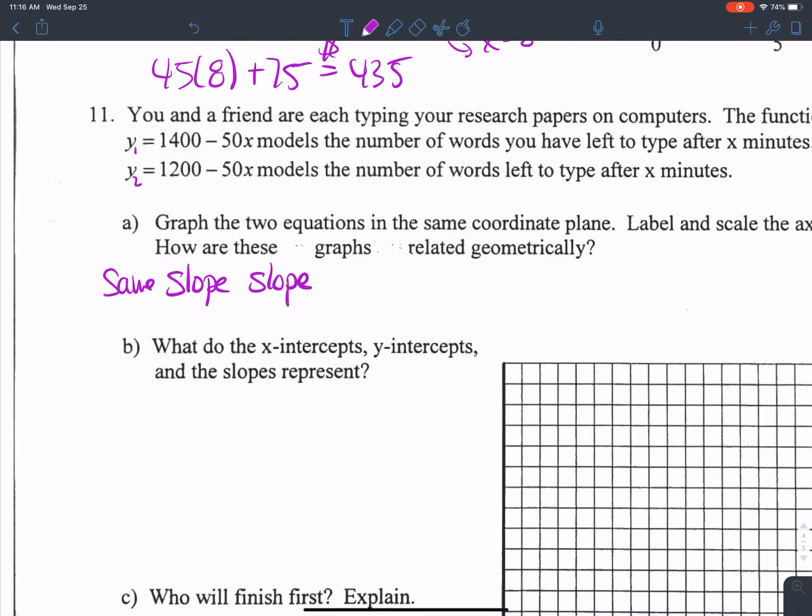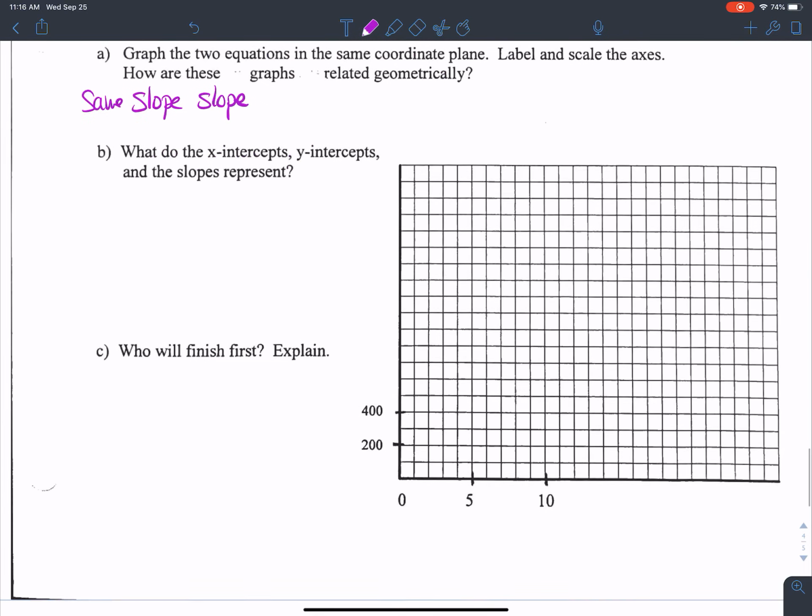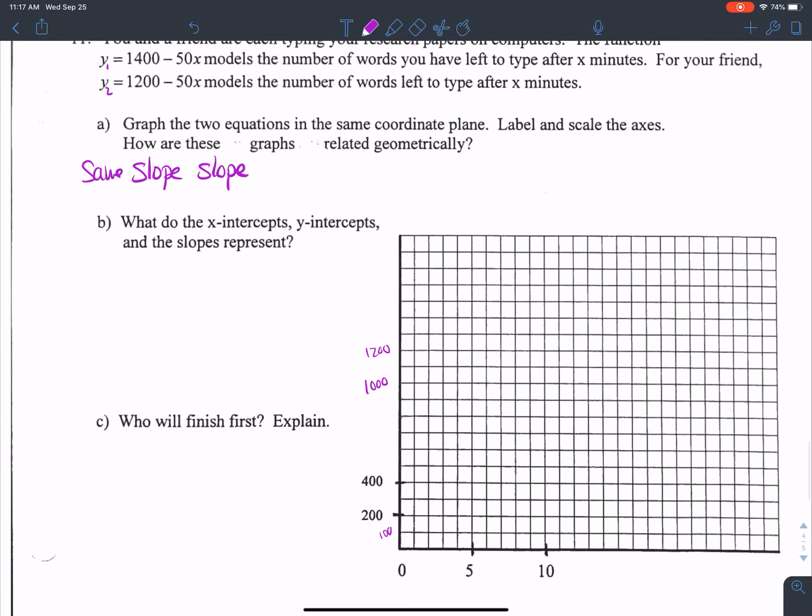So the same slope here. And when we're graphing these, I'm going to start with the y-intercept of like 1400 and 1200. So we can see that they're counting by 100s. So 5, 6, 7, 8, 9, so this is 1,000. So this would be 1,200. So 1,400. Let's graph y1, and maybe I'll do y1 in like a blue color. So we start at 1,400.